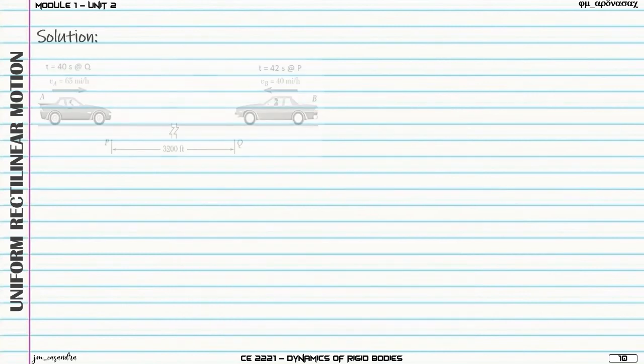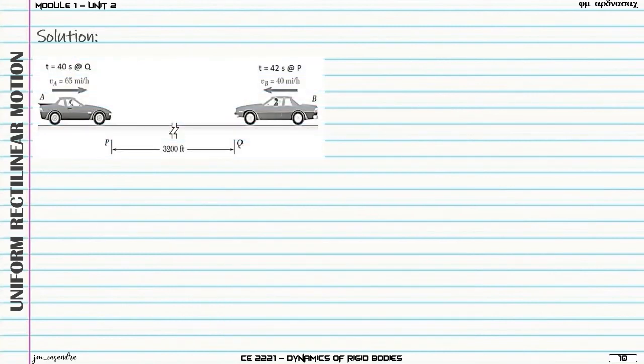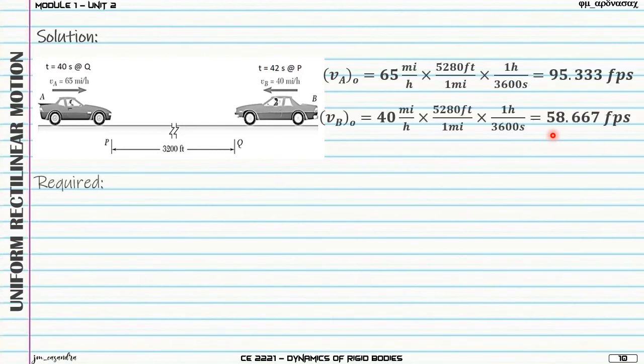So for our solution, for the first part, what we will do is to first convert our speeds or velocities to feet per second for more convenient computations. For VA, we now have 95.33 feet per second, and our initial speed for vehicle B is 58.667 feet per second. So for letter A, we are now required to solve for the acceleration of A and the acceleration of B.